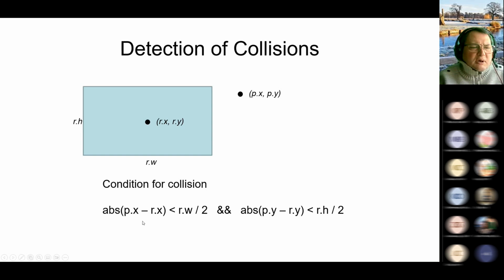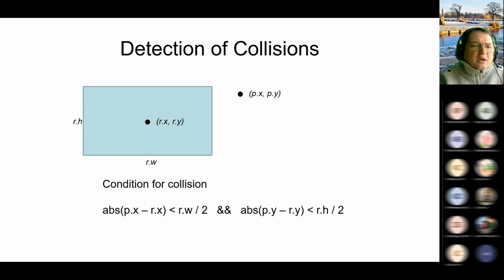What is it? Px minus Rx. Okay, this is the difference between the x coordinates of the point inside the center of the rectangle and the point we are checking. If this distance is less than half of the width, okay, this is half of the width, this distance here. So if the distance in x direction between these 2 points is less than r dot w divided by 2, this means a possibility for a collision, okay?